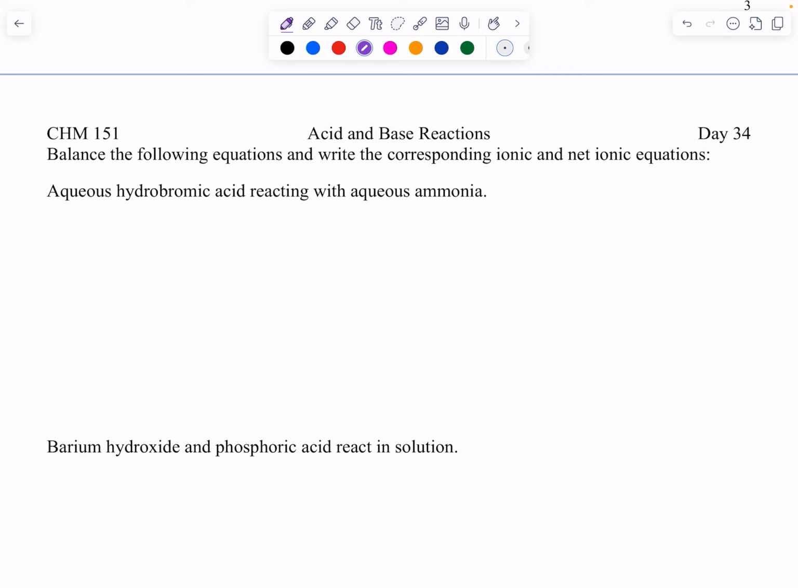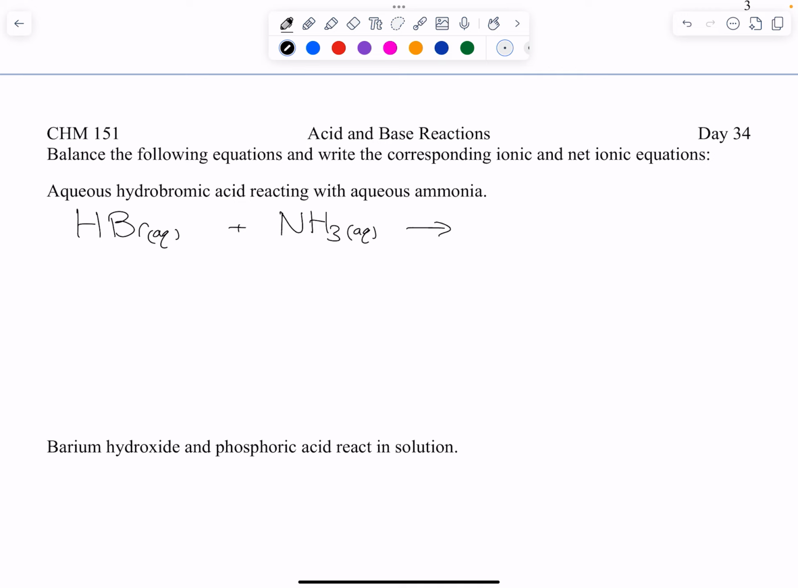Balance the following equations and write the corresponding ionic and net ionic equations. All right. So aqueous hydrobromic acid reacting with aqueous ammonia. So this is a time to reflect. Do I know how to name and write the formulas from the names? This is a big deal. So hydro means there's no oxygen. So hydrobromic acid, HBr, reacting with ammonia, NH3.